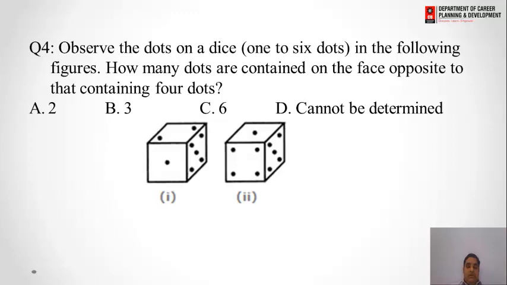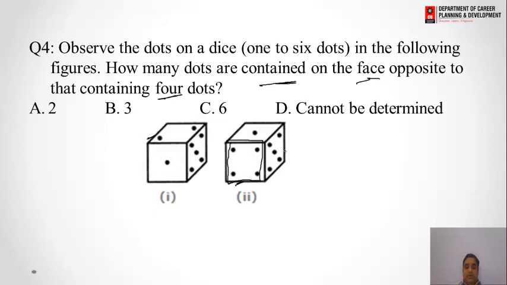The next what we have, choose the dot on the dice in the following figure. How many dots are contained on the face opposite to the dice face that contains 4 dots? Now we have 4 dots on this side, right? So answers are 2, 3 and 6. 4 we have on this side, 2 we have on this side.